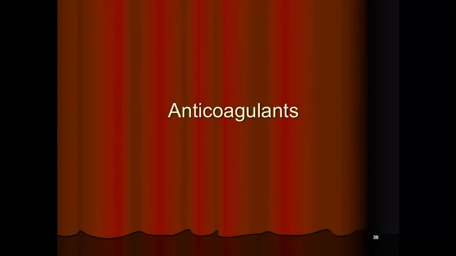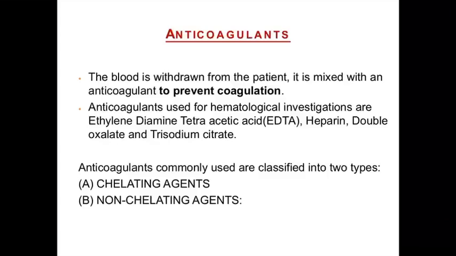Now, the next topic is anticoagulant. Blood is withdrawn from the patient and is mixed with an anticoagulant to prevent coagulation. So, the main purpose of the anticoagulant is to prevent the coagulation of the blood. Anticoagulants used for hematological investigation, the most common being EDTA, ethylene diamine tetraacetic acid, heparin, double oxalate, trisodium citrate. Anticoagulants are mainly classified into 2 types: chelating agent and non-chelating agent. We will see one by one.